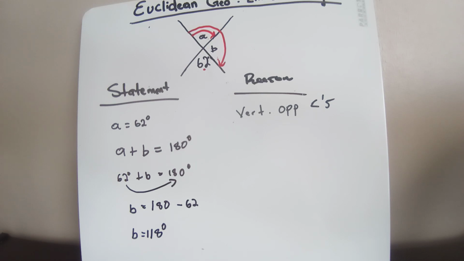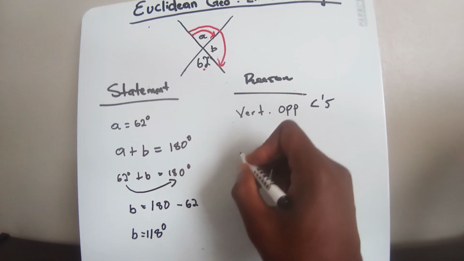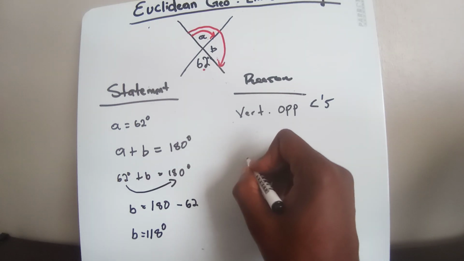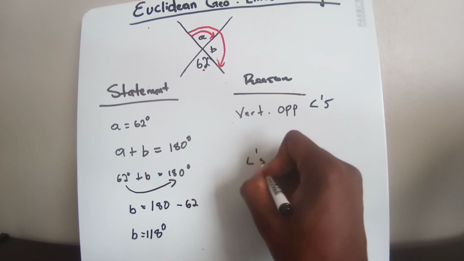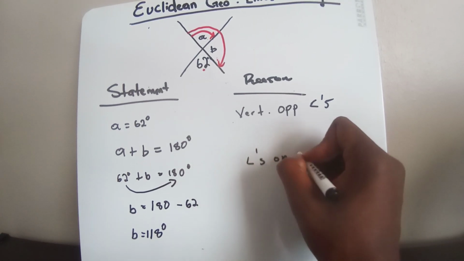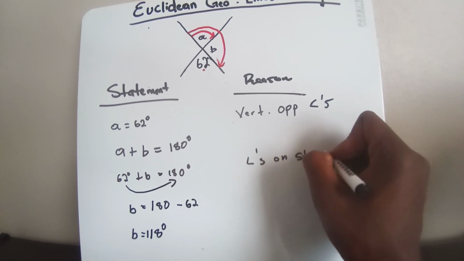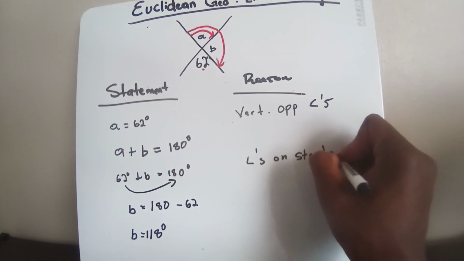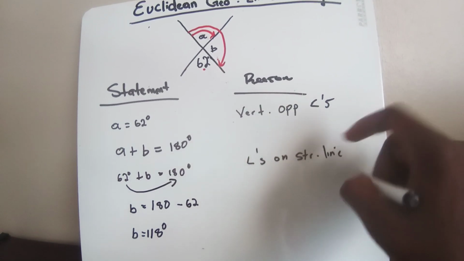I hope you found that example helpful. But before we actually finish with this, we need to do one last thing: state the reason. The reason for this one is going to be angles on a straight line. That's how you give your reason for this particular problem.